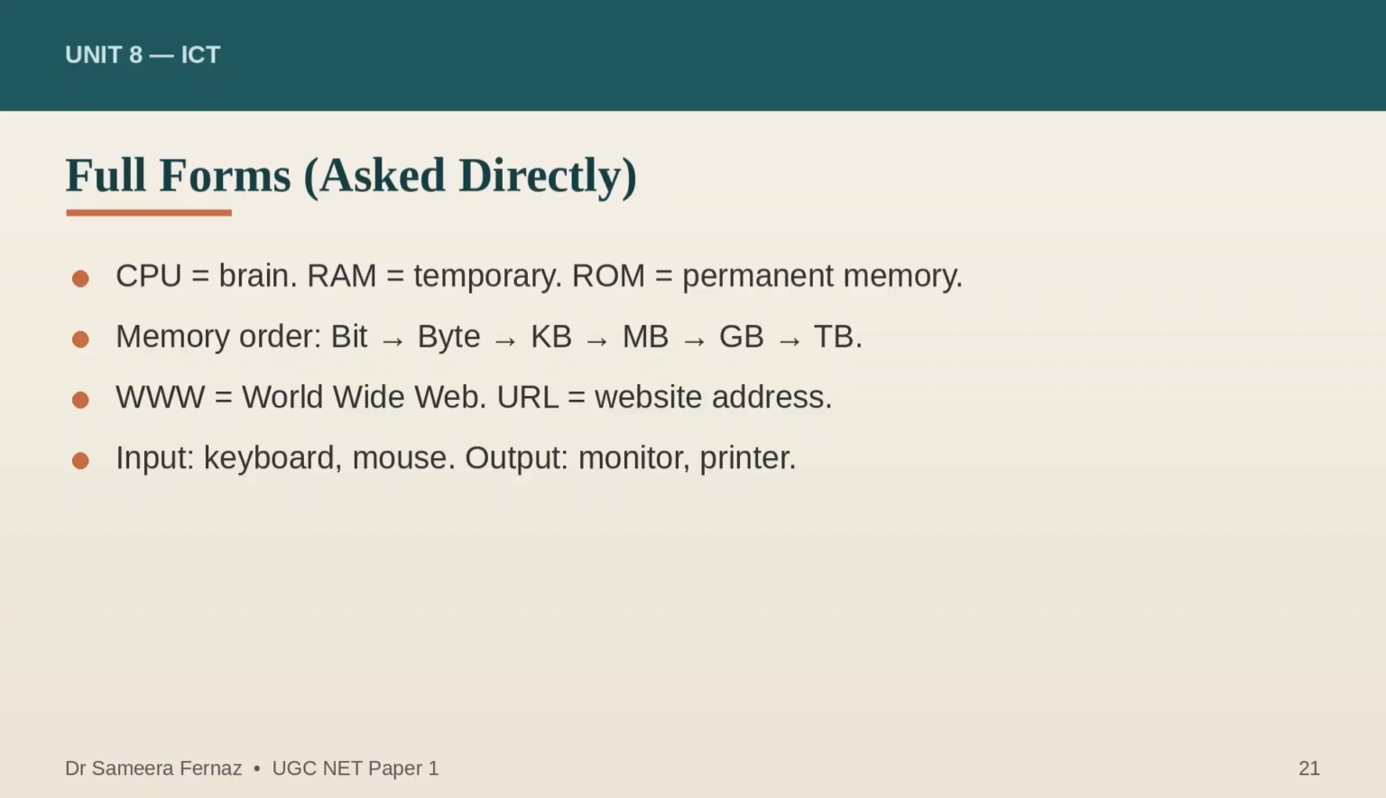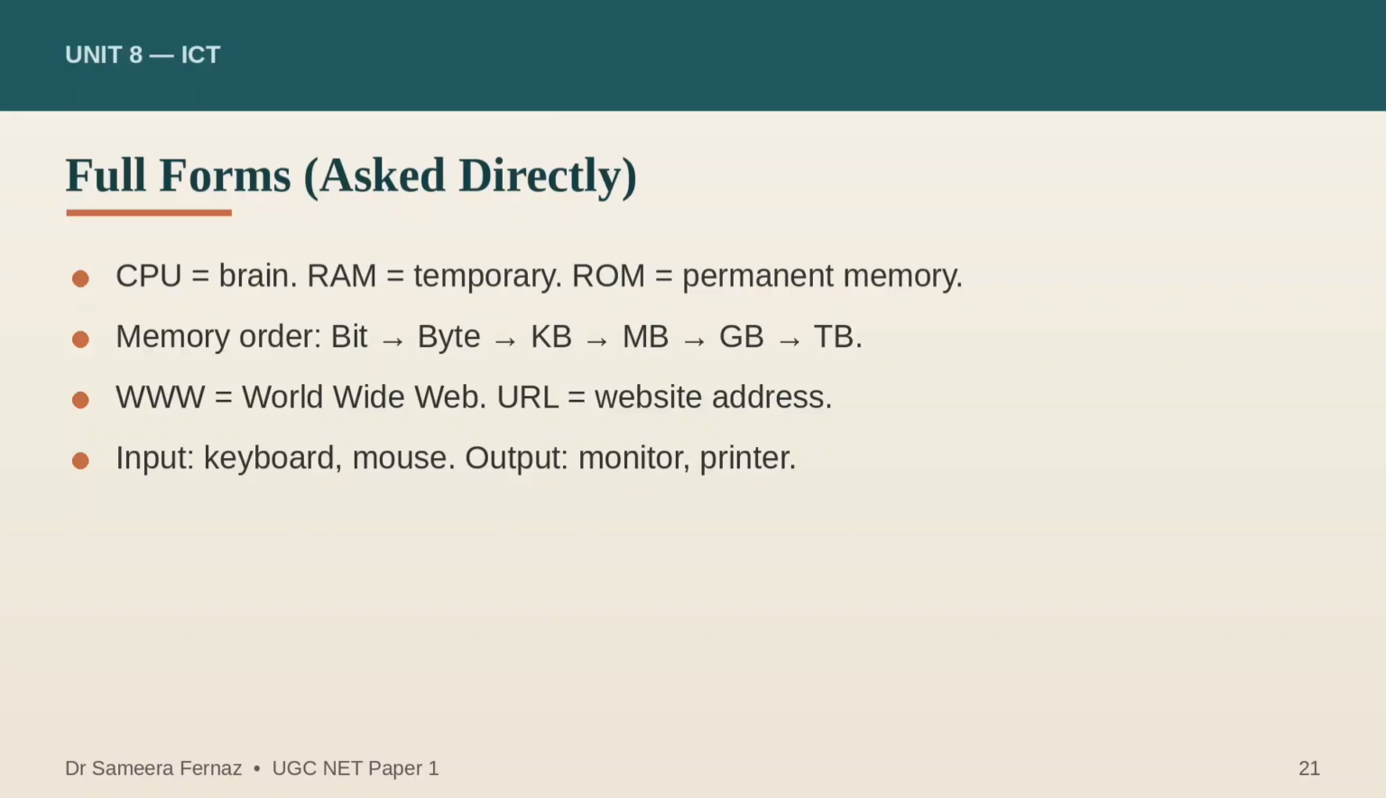CPU means Central Processing Unit. It is the brain of the computer. We all know. RAM means Random Access Memory. It is temporary memory. ROM means Read-Only Memory. It is a permanent memory. Now, remember the memory size from small to big.